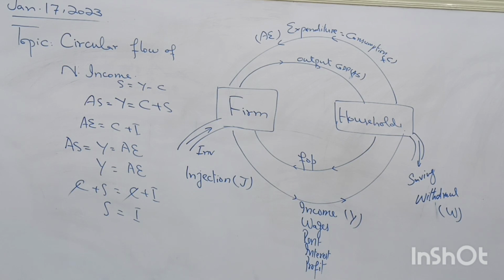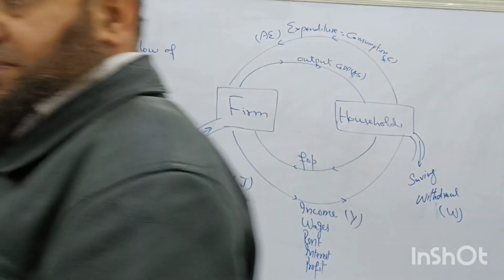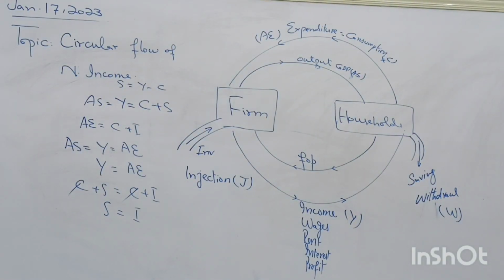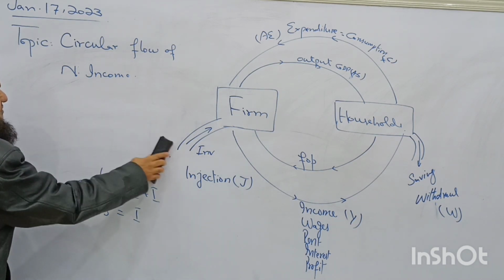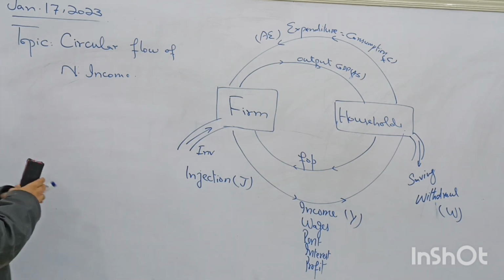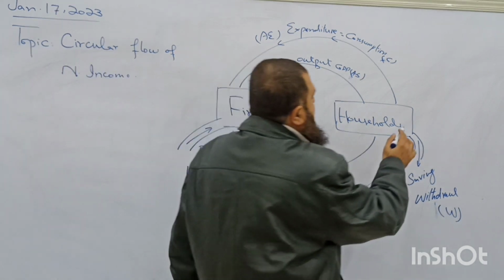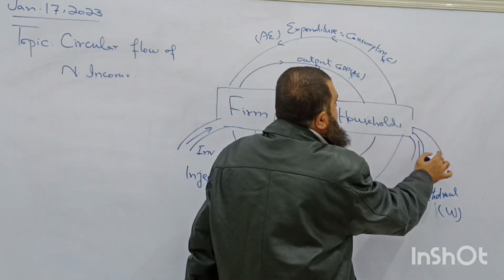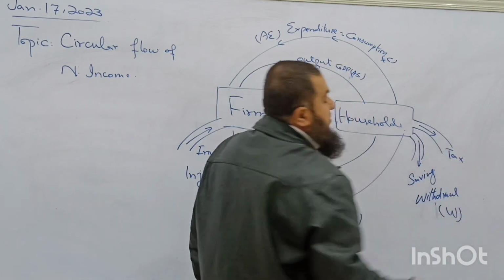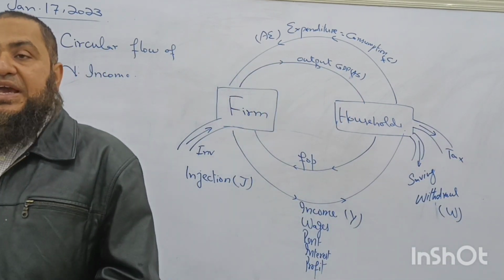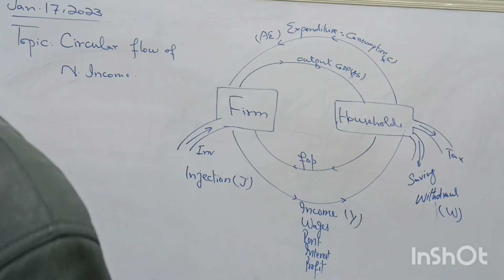Clear? Now I am bringing government to this picture. When we have a three-sector economy, what is happening? Now government is collecting taxes from the household. Do you know? Tax. Government is taking taxes from the household.